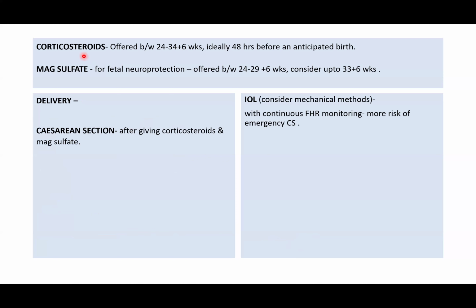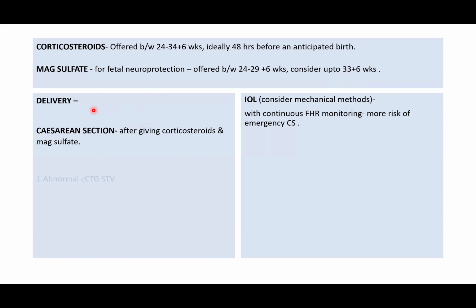Then medications are important. Corticosteroids for fetal lung maturation. It is offered between 24 to 34 plus 6 weeks, ideally 48 hours before an anticipated birth. Magnesium sulfate is given for fetal neuroprotection. It is offered between 24 to 29 plus 6 weeks, considered up to 33 plus 6 weeks.